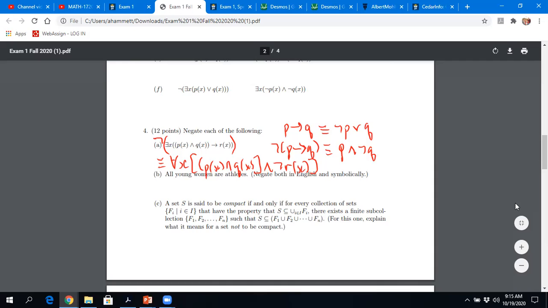So basically this compact thing, this first part right here, that kind of stays the same. But if you want to get the opposite of it, this is the part where you start having to negate things, the existence part. There exists a finite subcollection that contains this. And that's the part that really needs to be negated, the existence part.